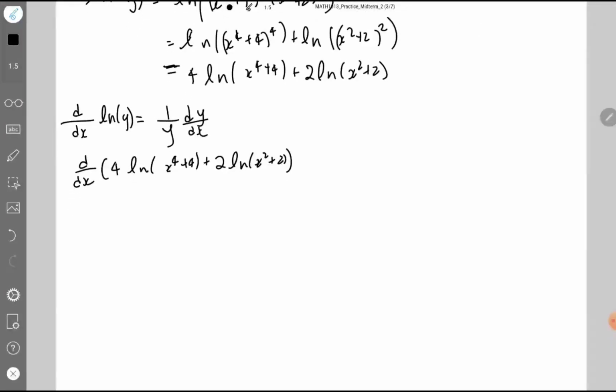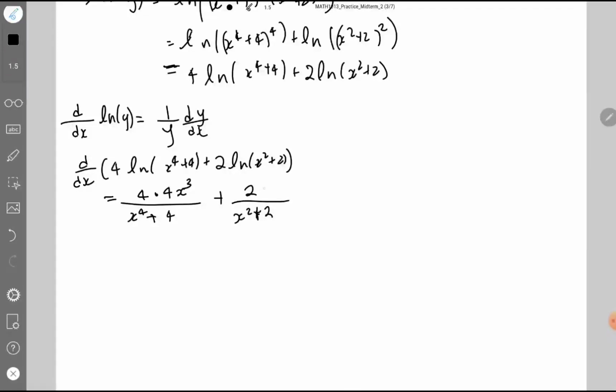And so what do we have? We have an addition, so I can do this first part first. I just have 4 times the natural log, so I take 1 over that, and then I multiply by the derivative of the inside, which is just 4x cubed, right? On the right, I have almost the same thing, except here I have 2. I have x squared plus 2, so the derivative of natural log is 1 over the inside, which is x squared plus 2.